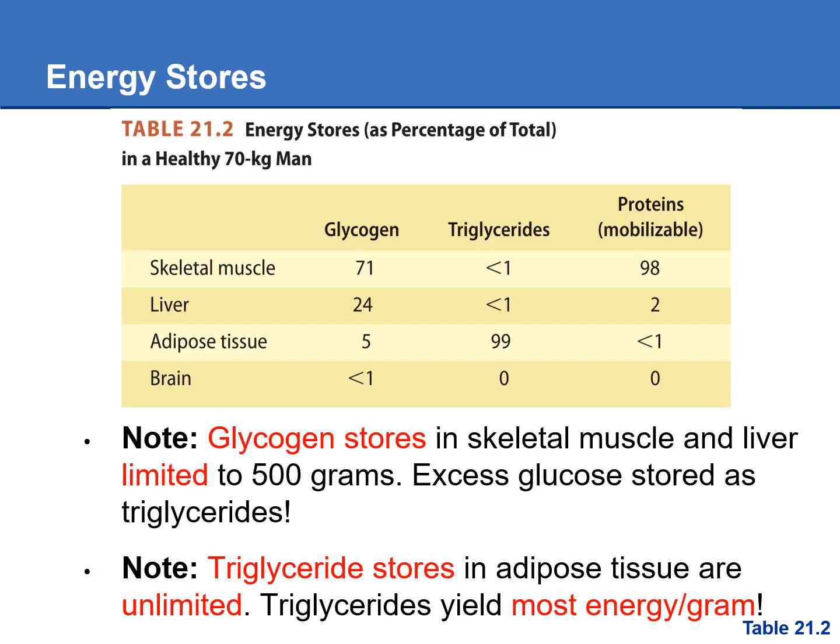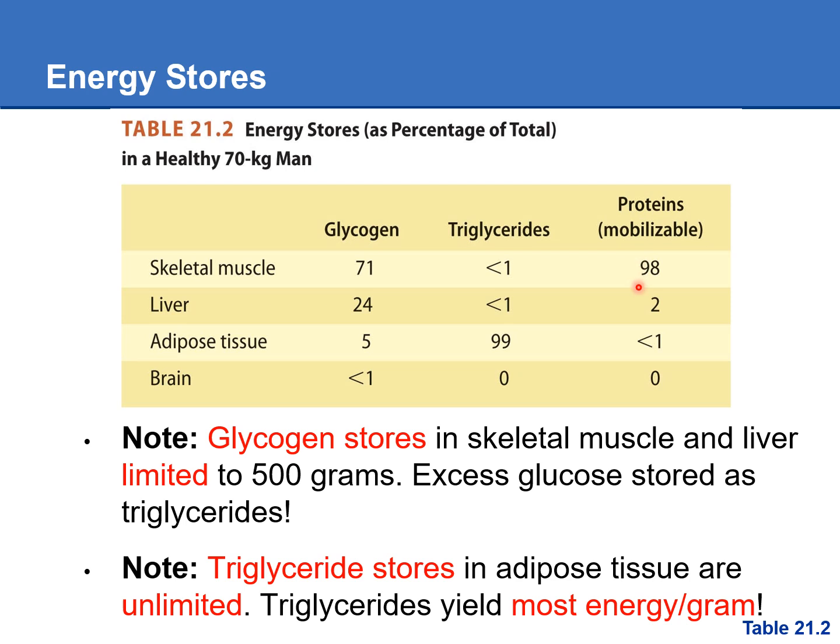So here's how we store the extra energy in our body. So this is also from chapter 21, and it's just showing the energy stores in the body. So you can see that glycogen is going to be stored in skeletal muscle and the liver mostly. And triglycerides is going to be stored mainly in the adipose, the fat cells. And then most of the proteins are going to be stored in skeletal muscle.